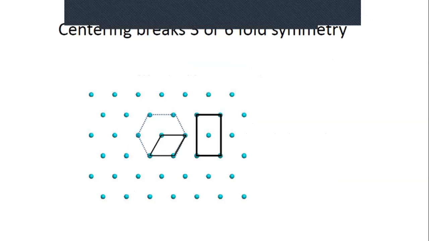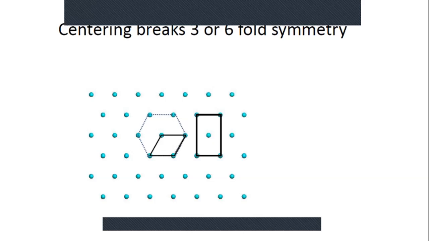So for example, if we have a three-fold or six-fold symmetry, centering actually breaks that symmetry. Here, if we have a hexagon with six-fold symmetry, and then we want to center it, say we want to do body centering, which is what's shown here on the right, it's going to break up that six-fold symmetry. So that's why there's no body centering in three-fold or six-fold rotations.